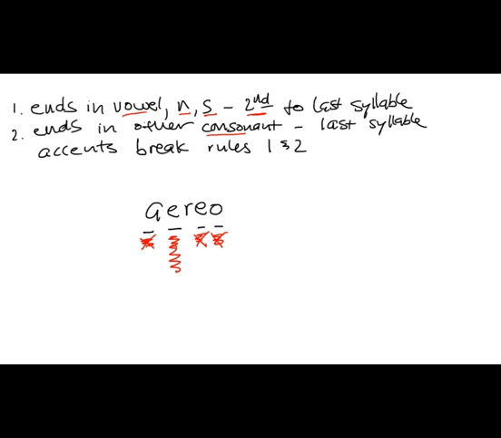Does it fit our rules? It ends in a vowel, so that says the stress should be on the second to last syllable, which would be here. But we know the stress is here. So what do we do? We have to put a written accent there. Aéreo. Okay, aéreo is the proper writing of that word.